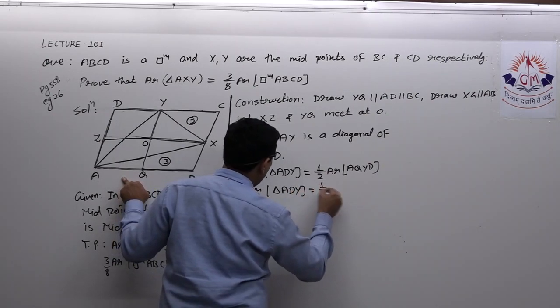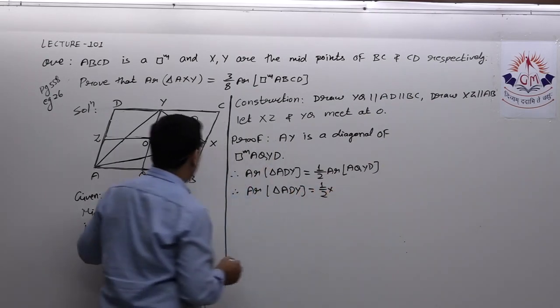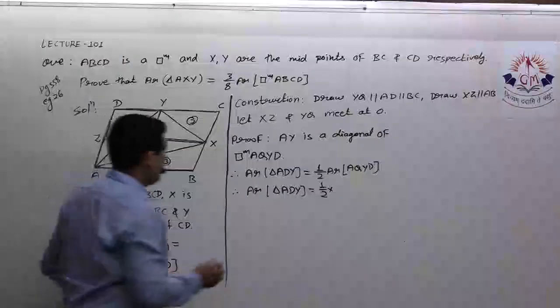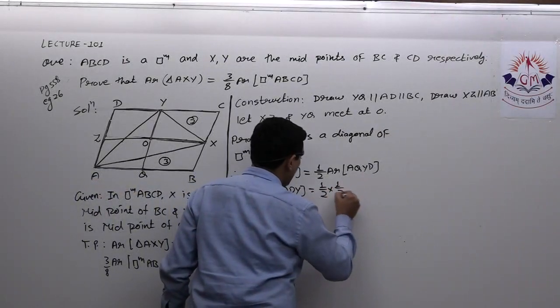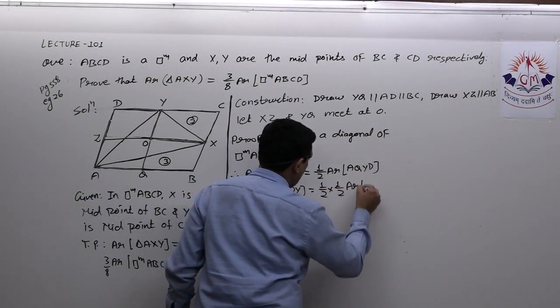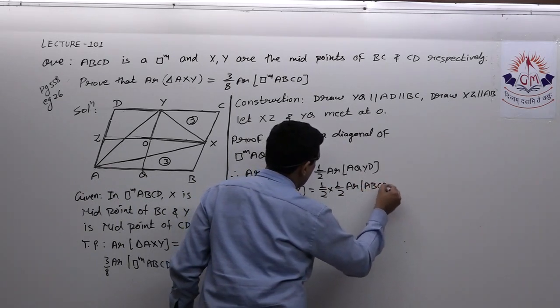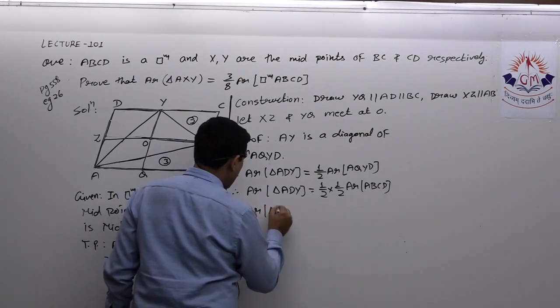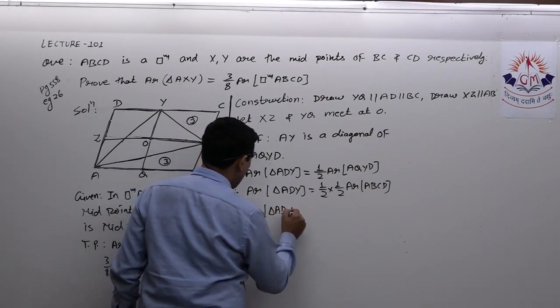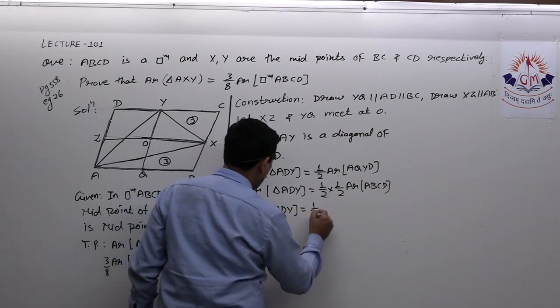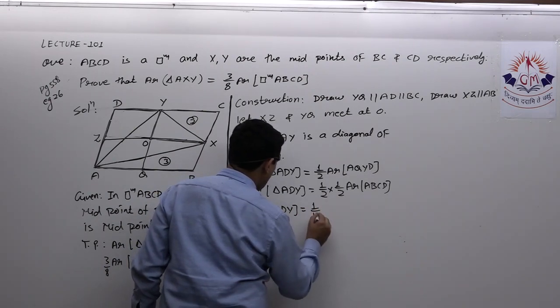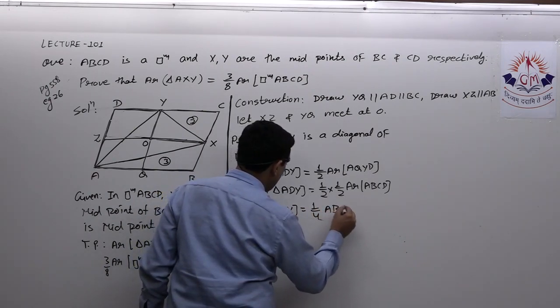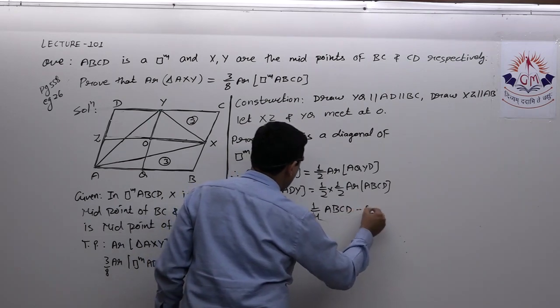Therefore area triangle ADY is equal to 1 by 2, and area of AQYD is half of ABCD. 1 by 2 area ABCD. Therefore area ADY is equal to 1/4 of ABCD. Let it be first.